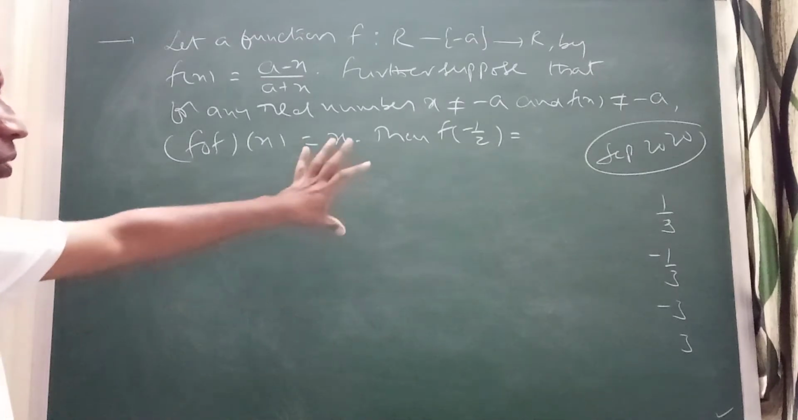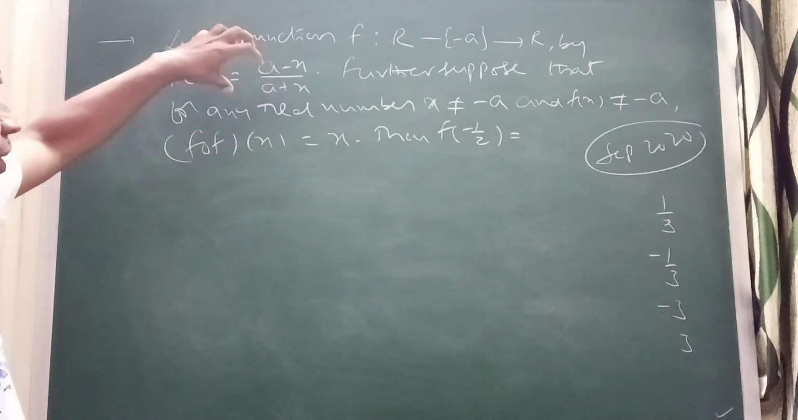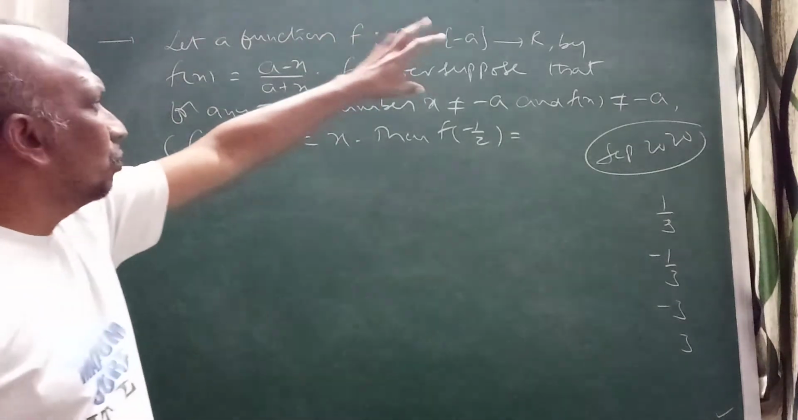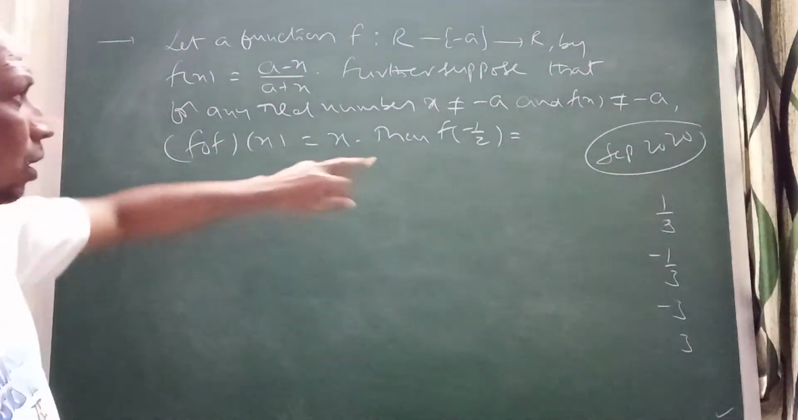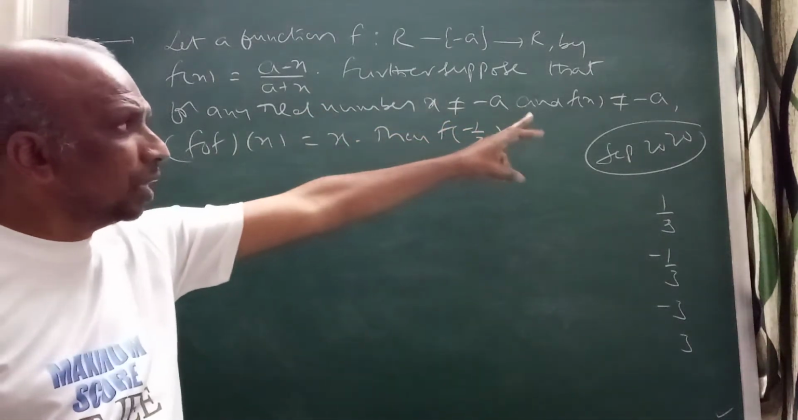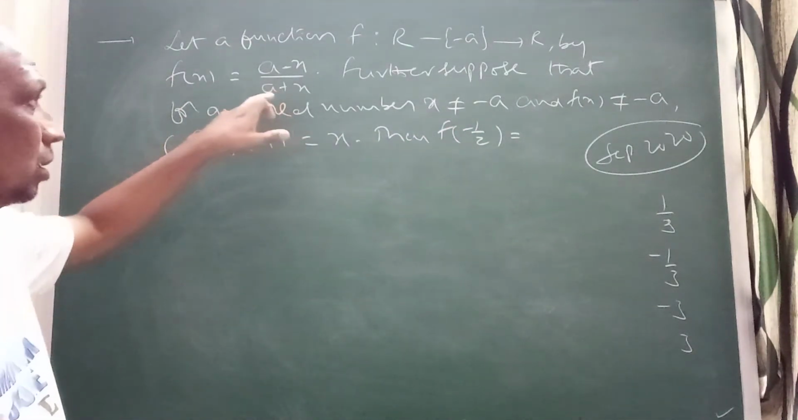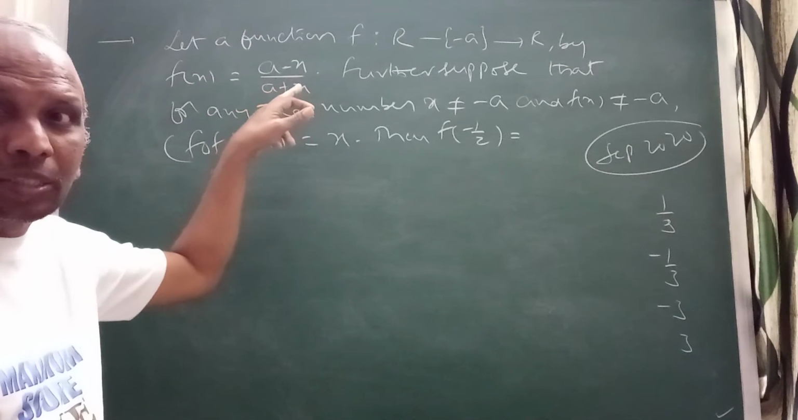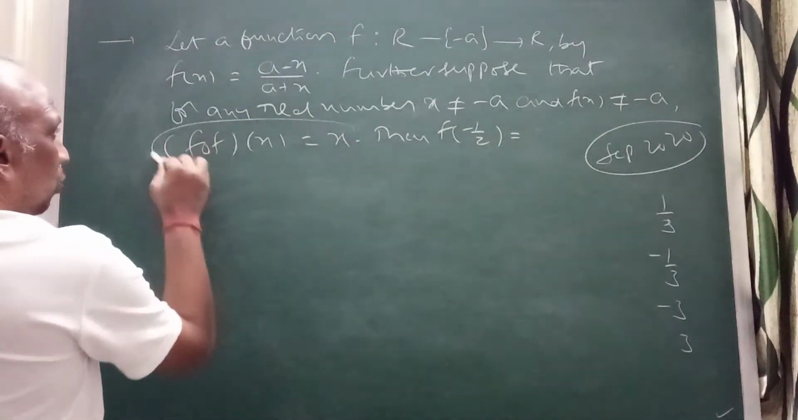They have given this question in September 2020. They are given f of x. This is the domain of f, x not equal to minus a, where a is a real number. Now further they are given that for any real number x not equal to minus a, f of x not equal to minus a. Why? Because the domain x should not be minus a. Then when they are given this result, what is the meaning of this?